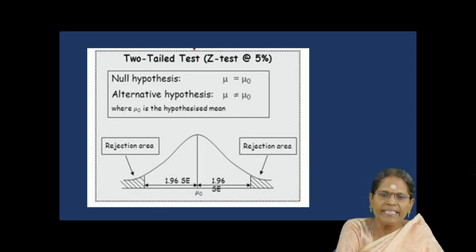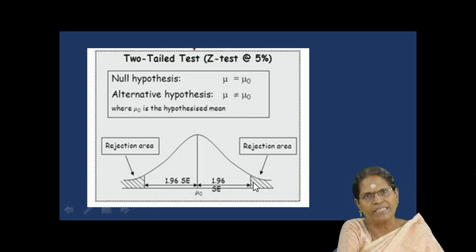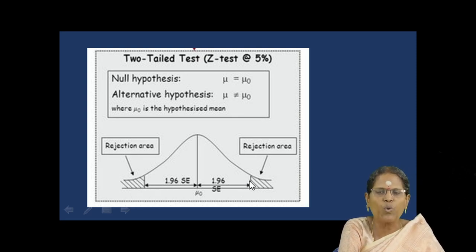If they are underweight, they may be rejected. And at the same time, if they are overweight, they may be rejected. So in such cases, the rejection area falls under two sides, both sides. Hence it is called a two-tailed test.